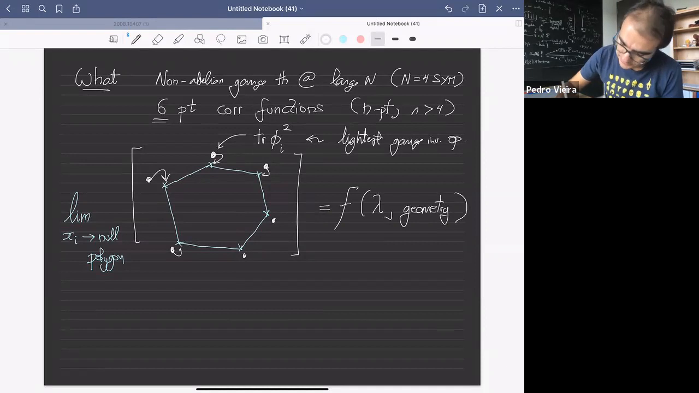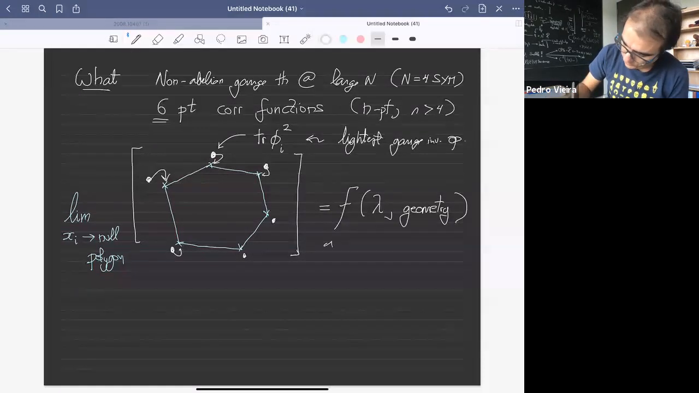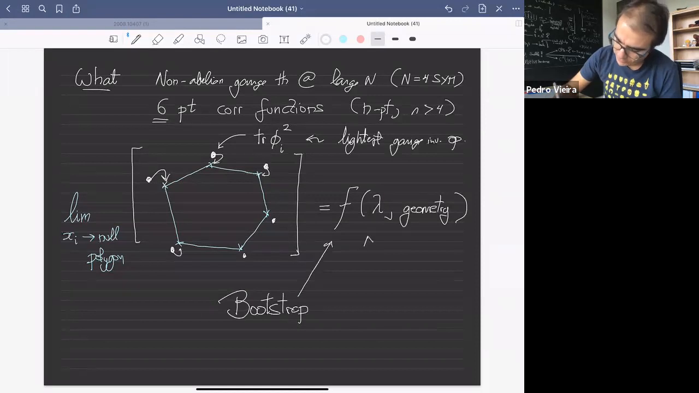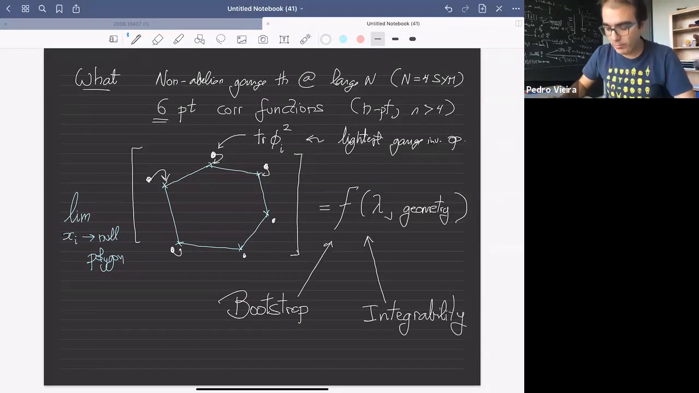And the idea is that we will learn about this function, on the one hand, using ideas that are called bootstrap ideas, that are a priori unrelated to integrability. And in the case of N equals 4, we can also learn about this function, of course, from integrability. And what's nice is when we can combine both. Okay. So this is what we are doing.